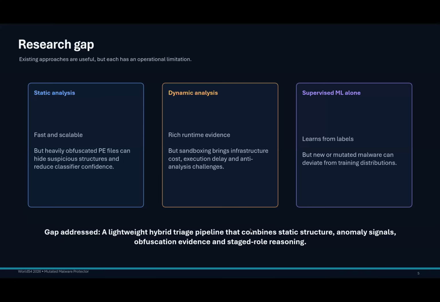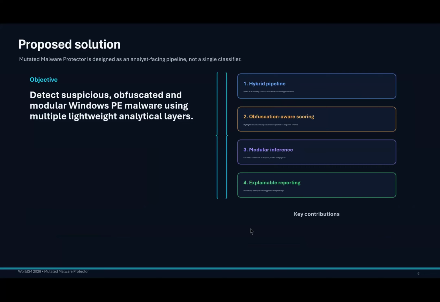Because of this gap, we address it with a lightweight hybrid triage pipeline that combines static structure, anomaly signals, obfuscation evidence, and stage role reasoning. The solution is called Mutated Malware Protector, and its major objective is identifying suspicious Windows PE malware using multiple complementary analytical layers. There are four major contributions in these layers. The first is integrating multiple lightweight detection techniques, the second is obfuscation-aware scoring, and the third is analyzing the role, whether it is a payload, a dropper, or a loader. Finally, it provides an explainable output to support analyst decision making.